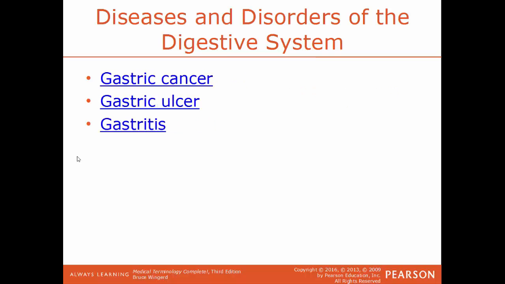Gastric cancer, cancer of the stomach. Gastric ulcer, we'll be having an ulcer or a sore within the stomach. And gastritis will be the inflammation of the stomach. And more specifically, the inflammation of the lining of the stomach.